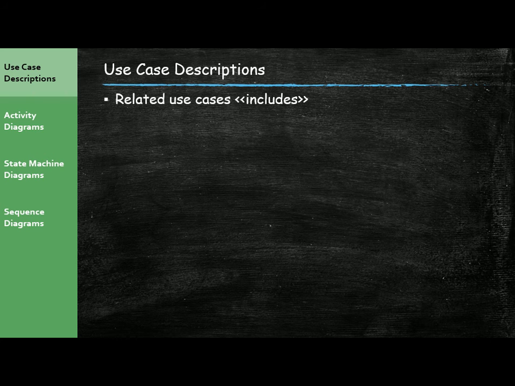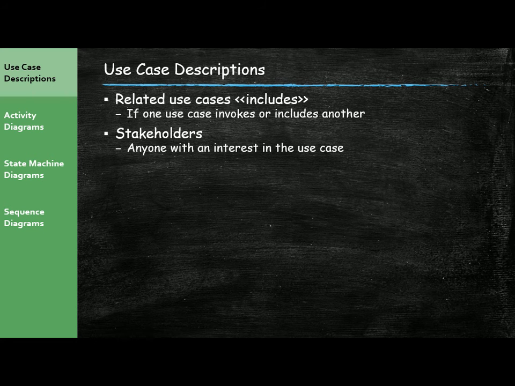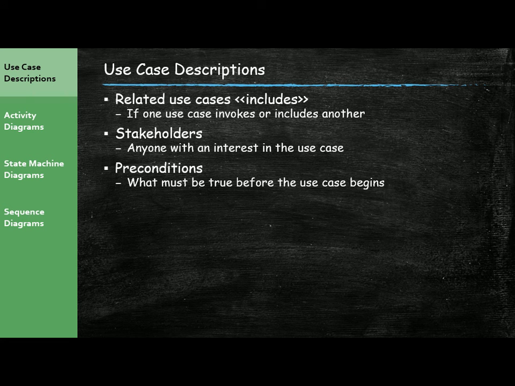Then we have the related use cases, which we talked about. So if one case invokes or includes another, that would be a related use case. So either if our use case is invoked by another use case, or if this use case can invoke another use case, those would be listed in the related use cases. The stakeholders are the people that stand to benefit or have some interest in this use case. The preconditions are what must be true before the use case begins.